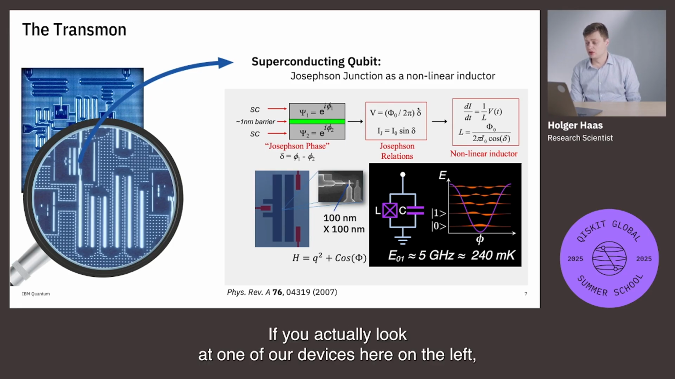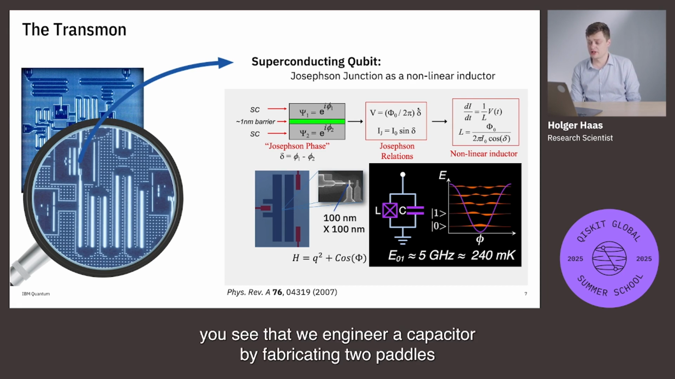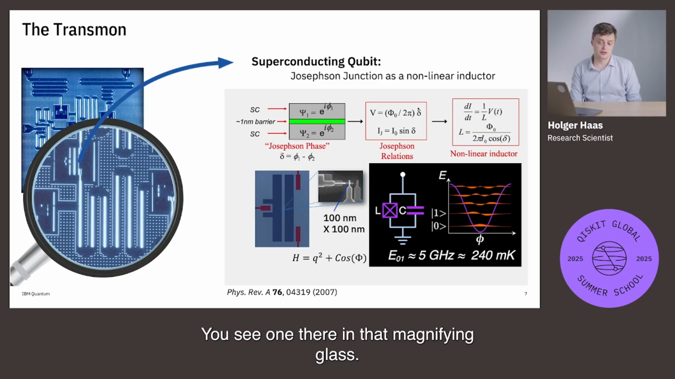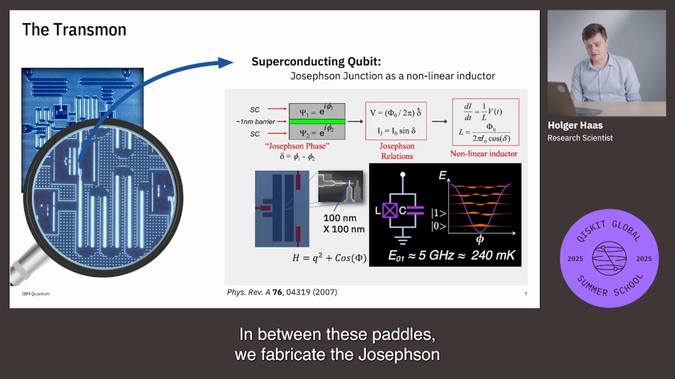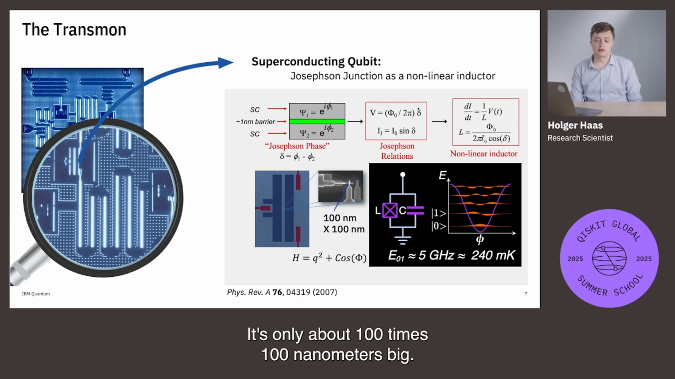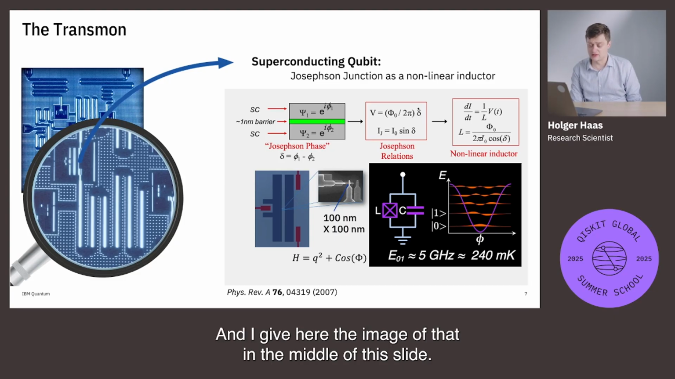If you actually look at one of our devices here on the left, you see that we engineer a capacitor by fabricating two paddles. The size of these paddles is order 100 micrometers in length. You see one there in that magnifying glass. In between these paddles, we fabricate the Josephson junction structure, which is much, much smaller in size. It's only about hundreds of nanometers big. And I give here the image of that in the middle of this slide.